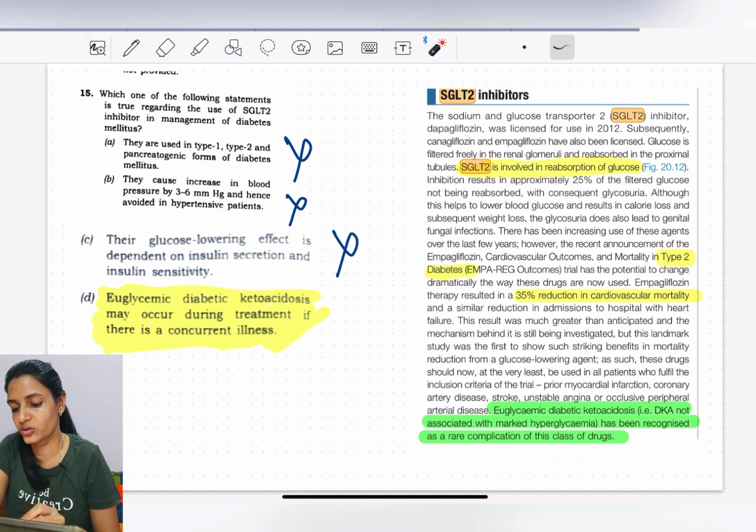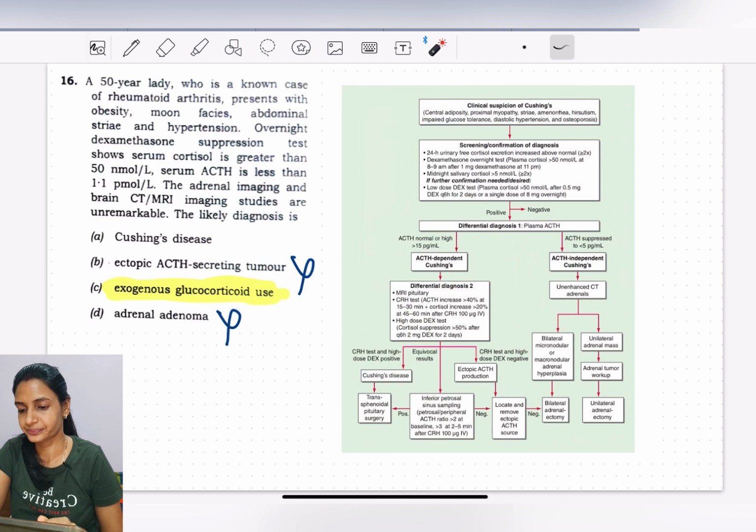So they were asking for the true statement. So this statement is true. It is used in the case of type 2, not 1. It can cause an increase in high blood pressure, that's wrong. It actually controls it. And the glucose lowering effect is dependent on insulin secretion sensitivity. It is independent of insulin. So the answer is D in this case.